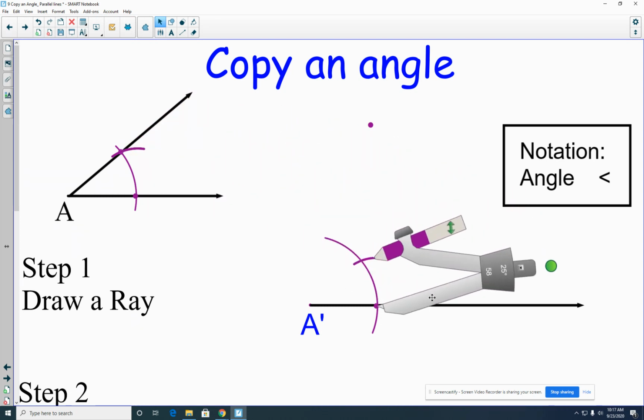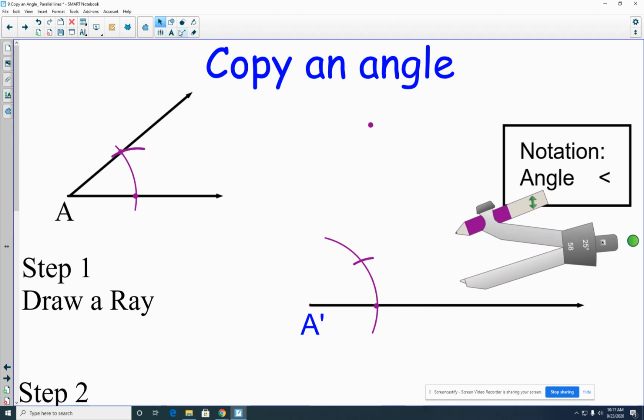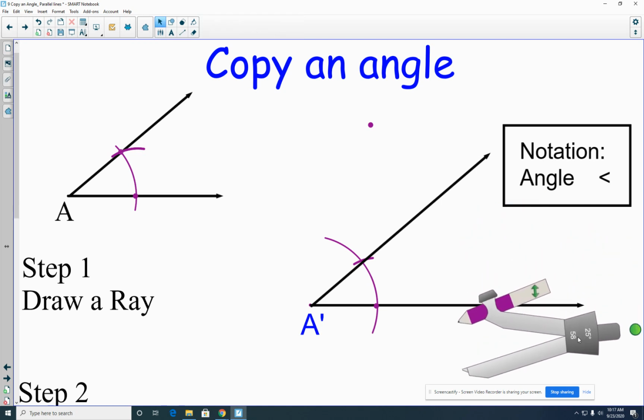And voila. To finish this, I have to create the other side of my angle. So I go through the vertex, through the intersection. And there it is. We just copied an angle.